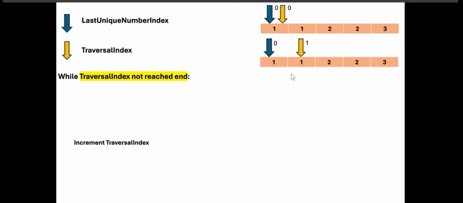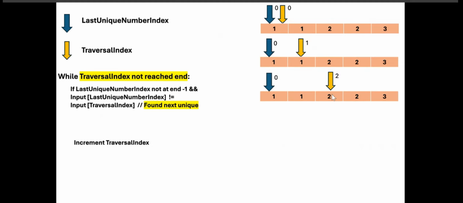If they are matching, it means we are seeing duplicate elements, so continue the traversal. Now if the last unique number is not matching with the current number where the traversal index is present, it means that we found a new unique element. Like, the last unique number which we had found is not matching the current number at the traversal index. It means that we found the next unique number, which is 2 here.